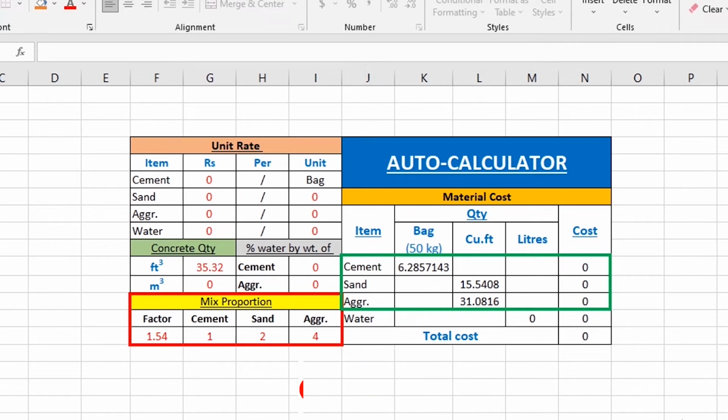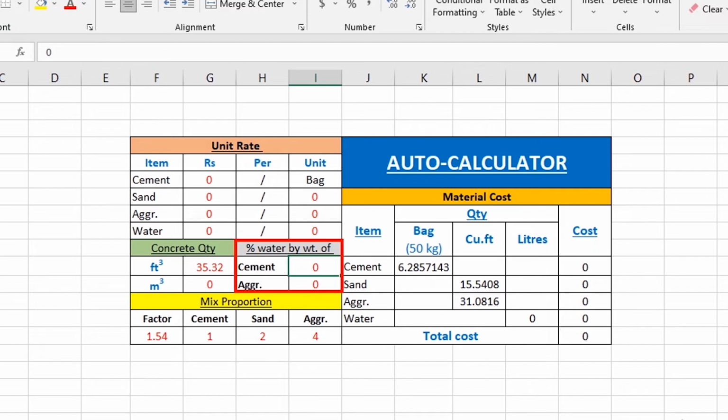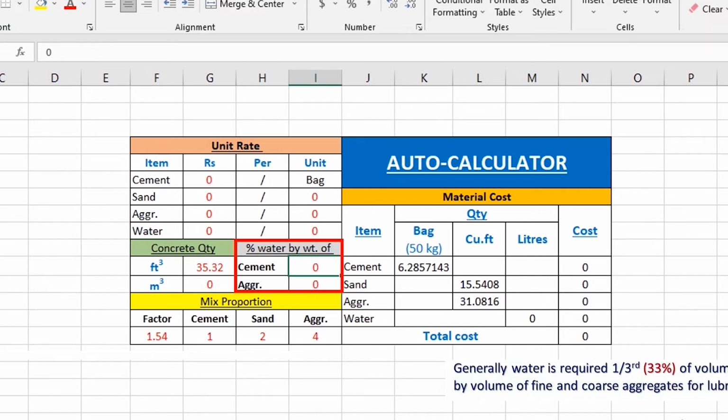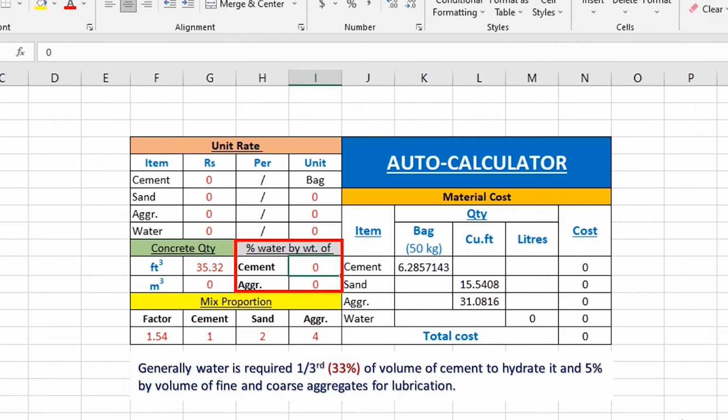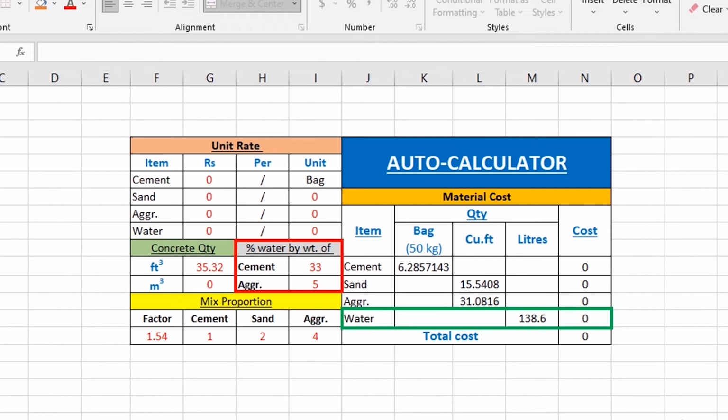If you want to know the quantity of water required to mix the dry ingredients of concrete, use water at the rate of 1/3 of the volume of cement, which becomes 33%, and 5% by volume of fine and coarse aggregate. This is the most common practice. You may change the values as per experience or requirement. So we have calculated the liters of water for the concrete mix.